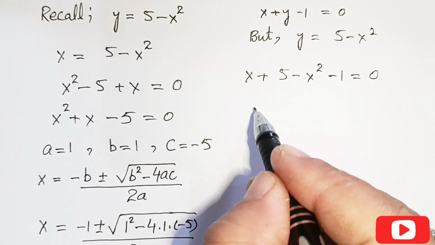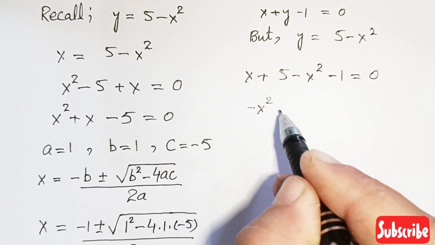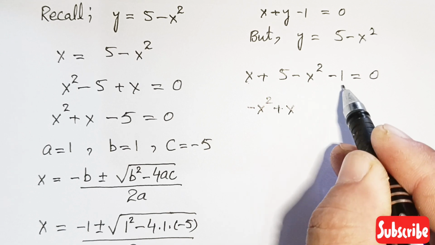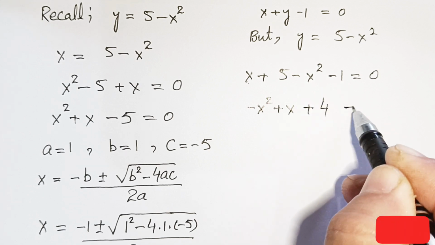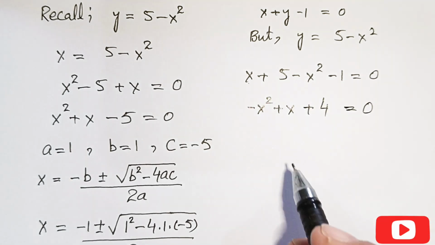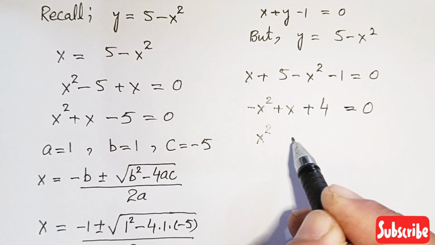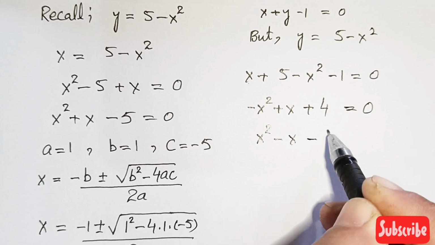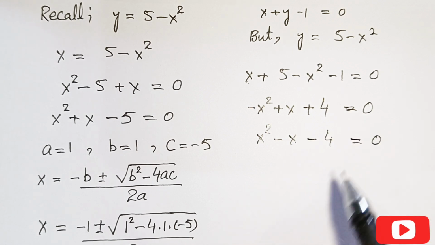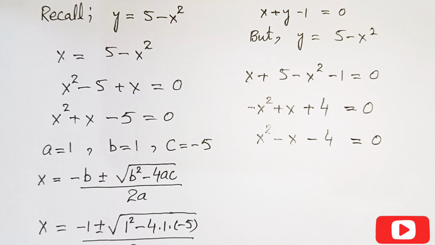By rearranging, we get minus x squared plus x plus 5 minus 1, which gives plus 4, equal to 0. Now multiplying by minus 1 on both sides, we get x squared minus x minus 4 is equal to 0. So here we have a nice quadratic equation. We have to solve it.